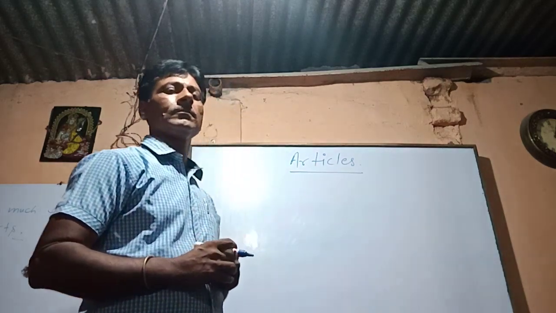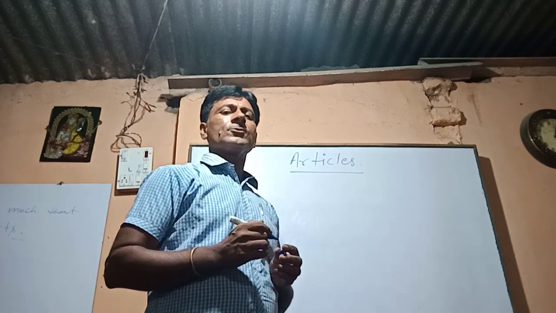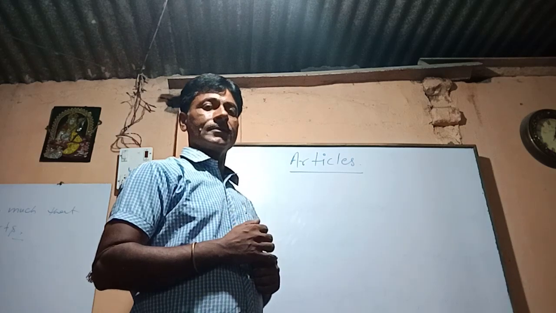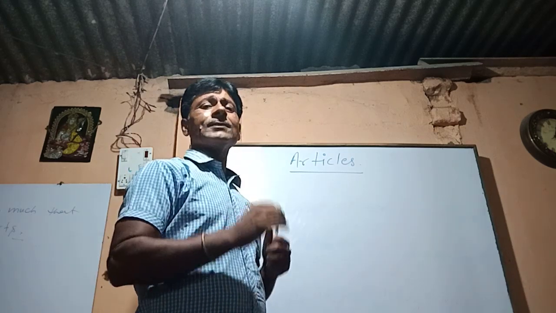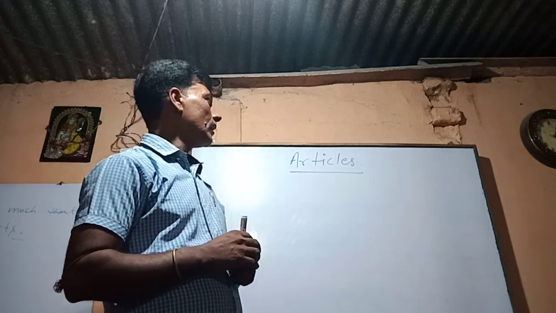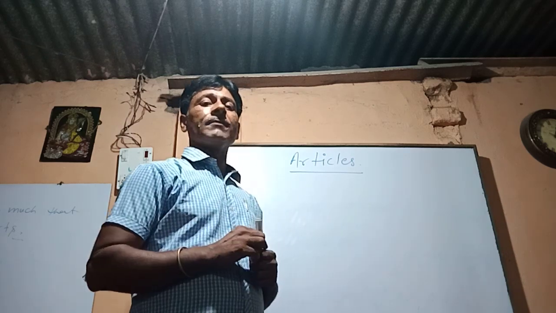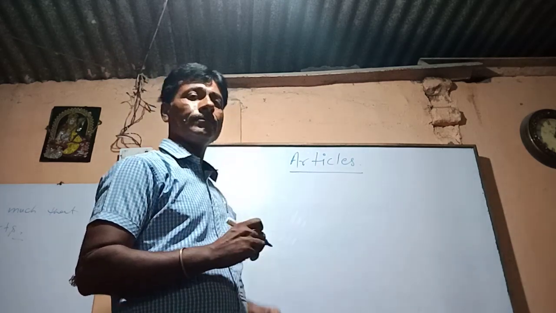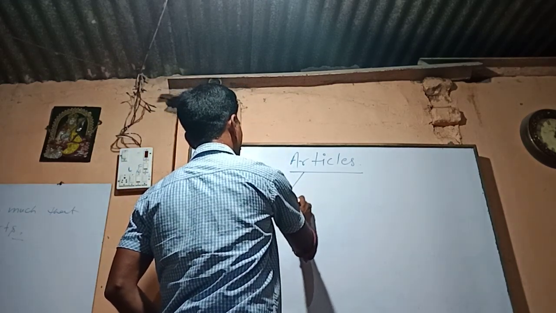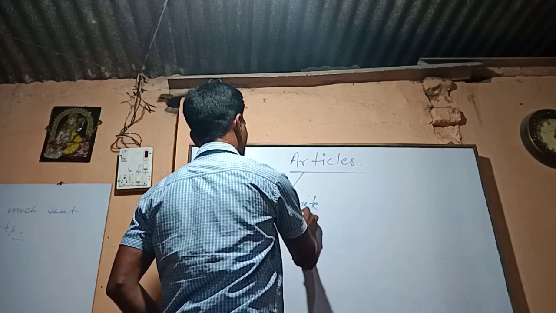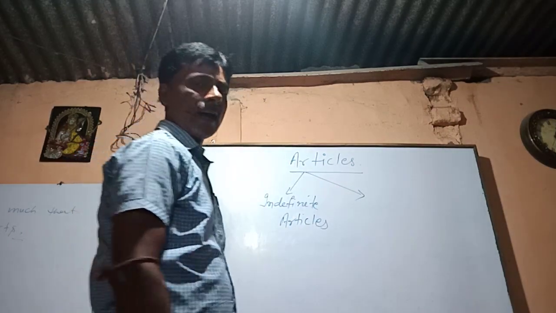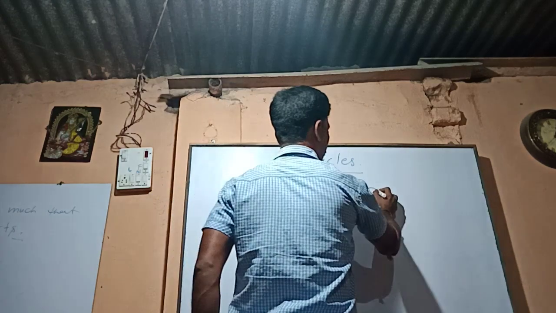First of all, I would like to say something about articles. What is an article? In the previous video, I was talking about determiners. So this article is a part of determiners. This is always used before a noun since it is a determiner. There are two kinds of article. First is indefinite. And the other part of article is definite.